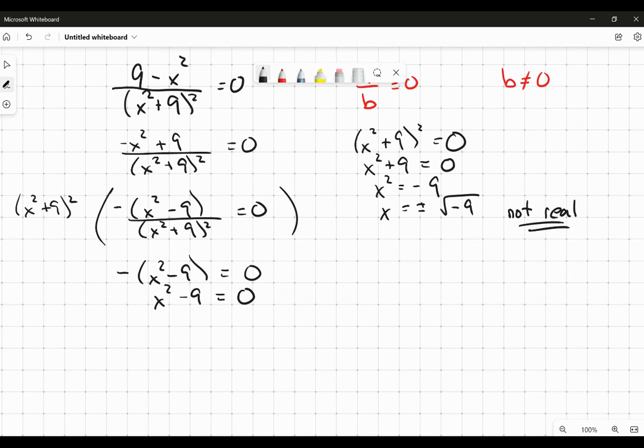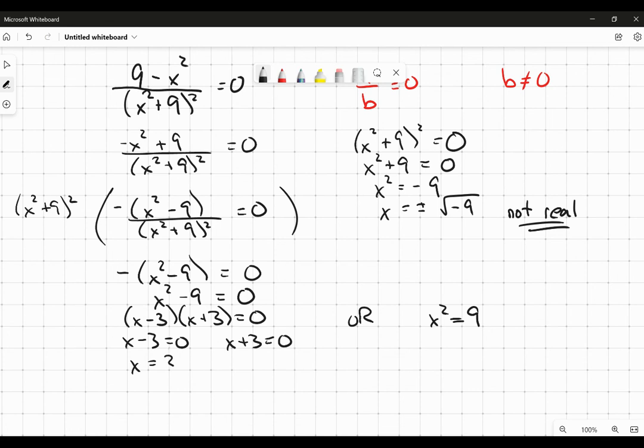And now there are two ways of doing this. At this point, I could factor this and get (x minus 3)(x plus 3) is equal to 0. It's a difference of squares. Or I could simply bring that 9 over. Over here, either x minus 3 equals 0 or x plus 3 is equal to 0, in which case I would bring over the 3s. And I'm either going to get x is equal to positive 3 or x is equal to negative 3.